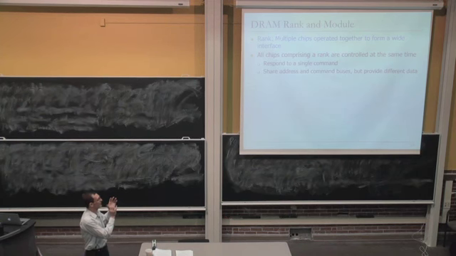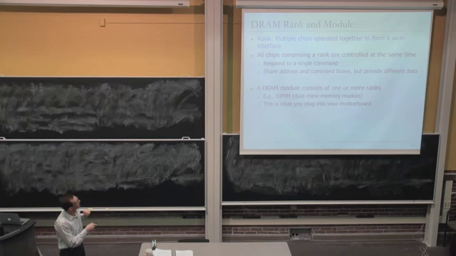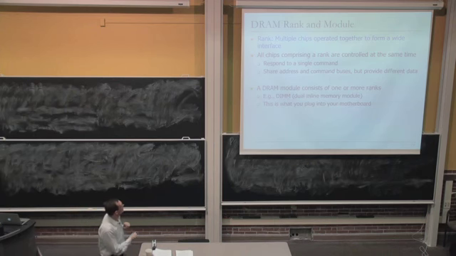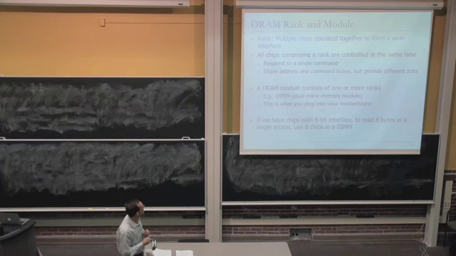One of them provides the first 8 bits, the next one, the next 8 bits, the next one, the next 8 bits. And using this, we can build a module. A DRAM module consists of one or more ranks. So a DIMM, dual inline memory module, that you might have placed in your motherboard at some point is essentially one or more ranks put together.